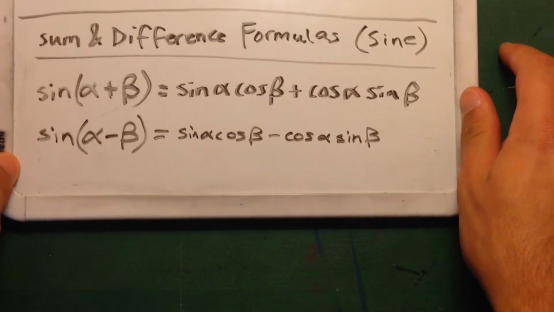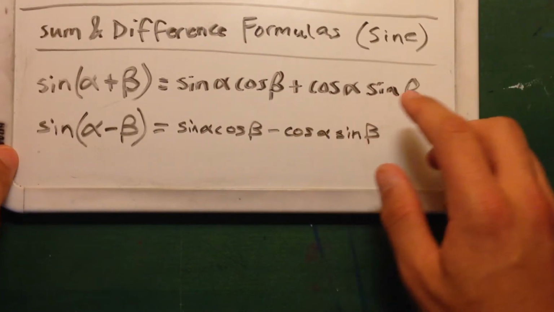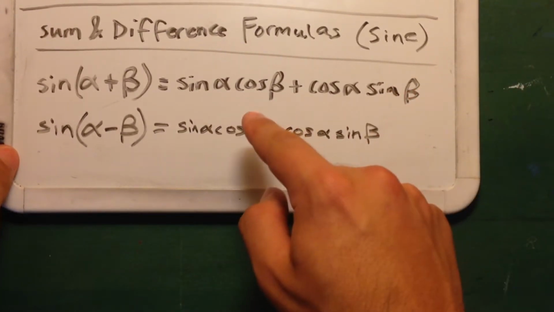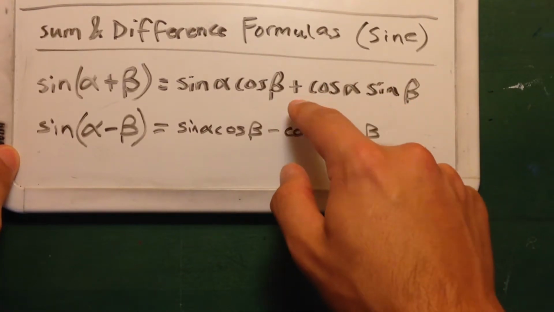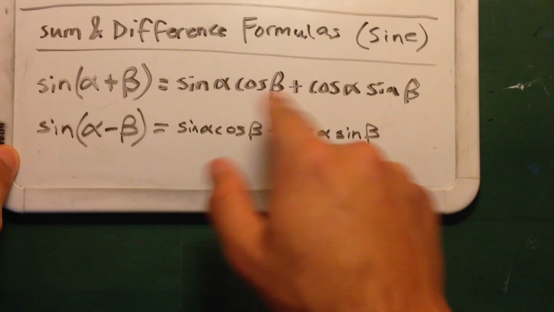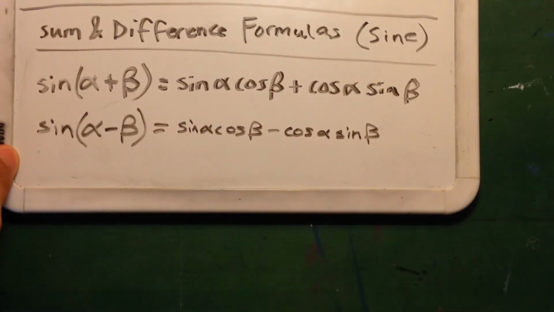So, sum and difference formulas for sine. You have to remember that we begin with sine A, cosine B, and end with cosine A, sine B. But the sign in the middle is the same thing as, see, right here.